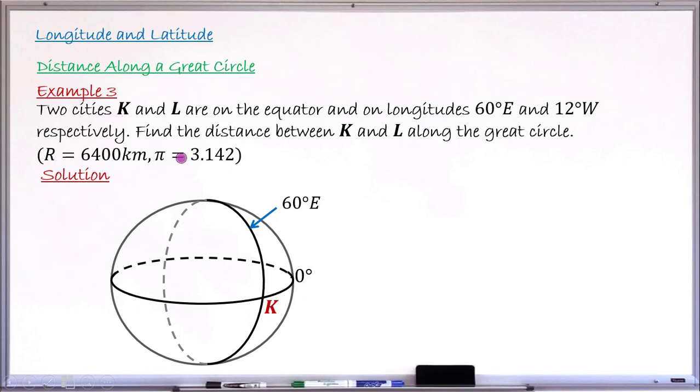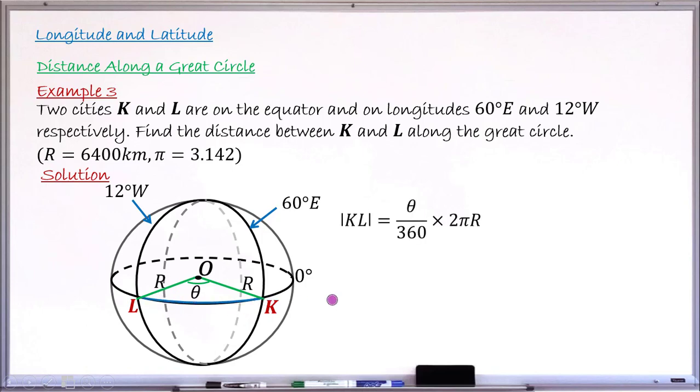Then the other point L is on longitude 12 degrees west. So 12 degrees west, let me sketch it also. This is my 12 degrees west, so where that longitude crosses the equator will now be the position of L. Then the distance KL would now be nothing but the length of the arc KL, and that arc KL is given by the formula theta over 360 multiplied by 2 pi r.